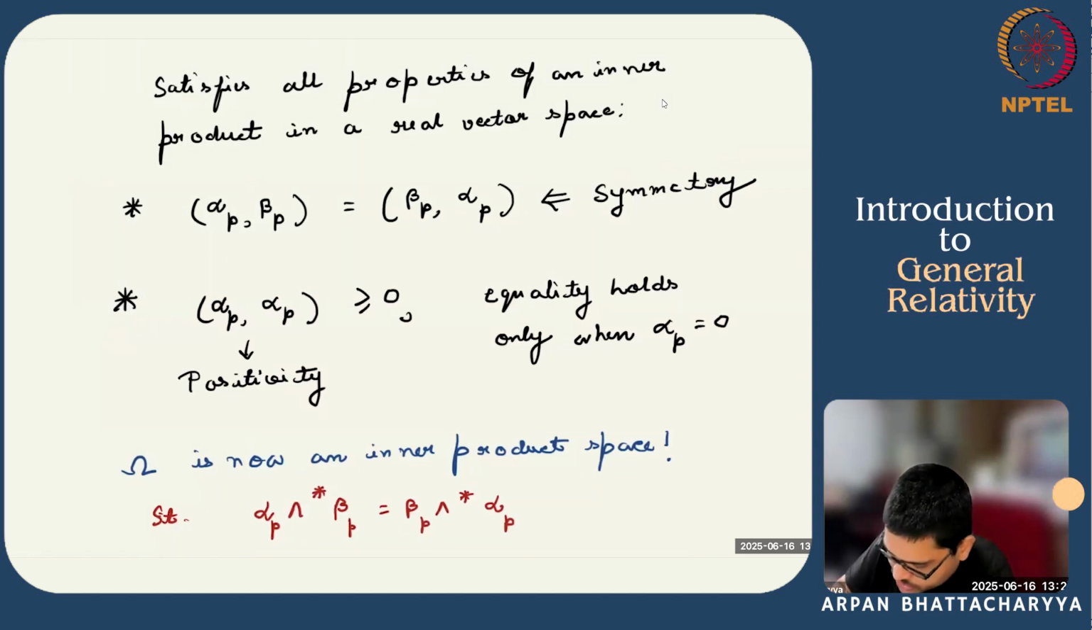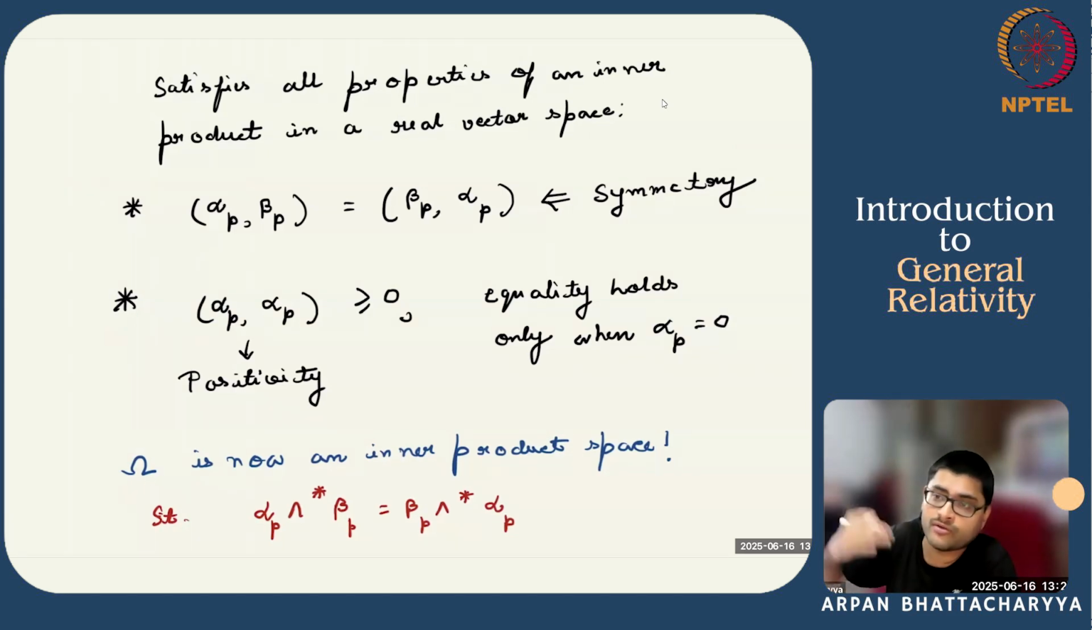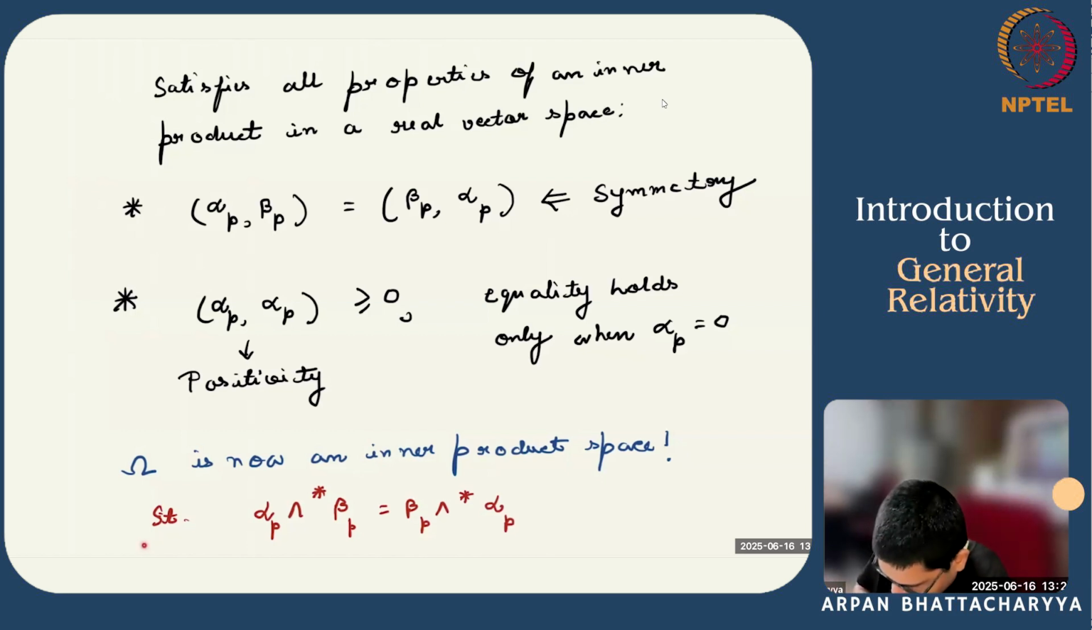That is, it is symmetric under interchange of alpha and beta, and it satisfies the positivity condition that the inner product of alpha with itself is greater than or equal to 0, and this equality holds only when alpha p is itself 0. Now, as you can define it for all the p-forms, you can conclude that omega, which is the direct sum space of all the p-forms from 0, 1, 2 up to D, is now an inner product space. One small exercise that we leave for you to do is to show this.